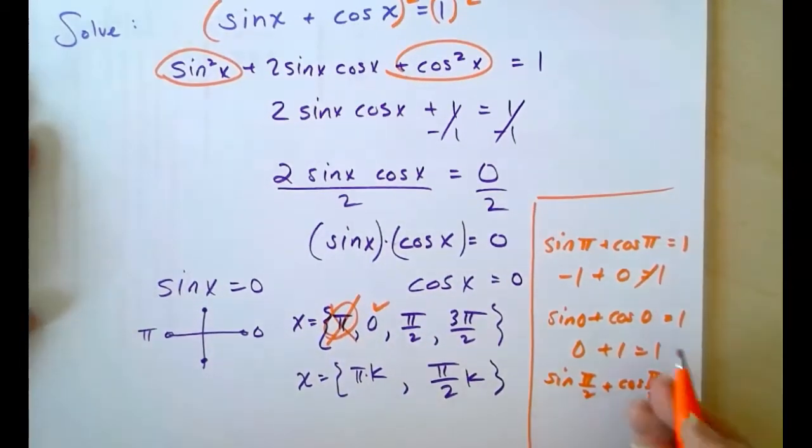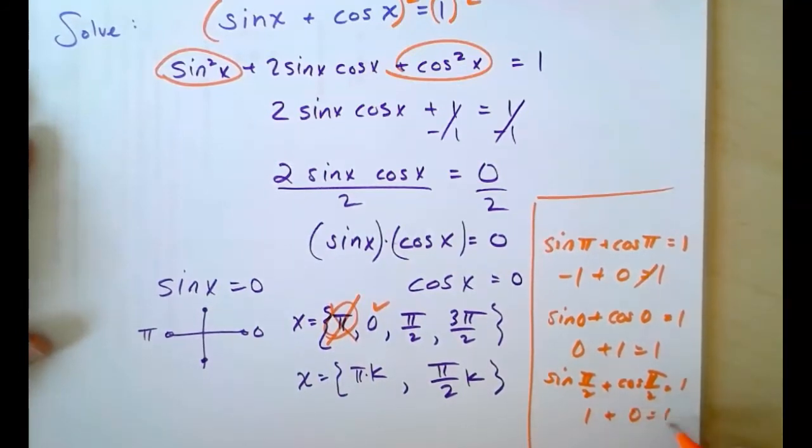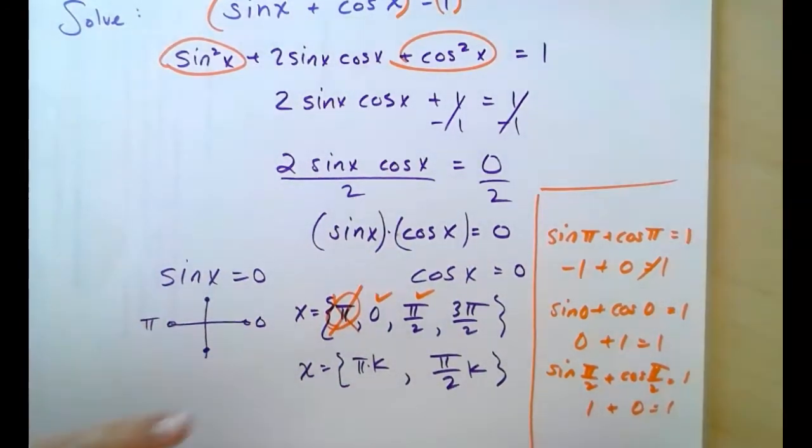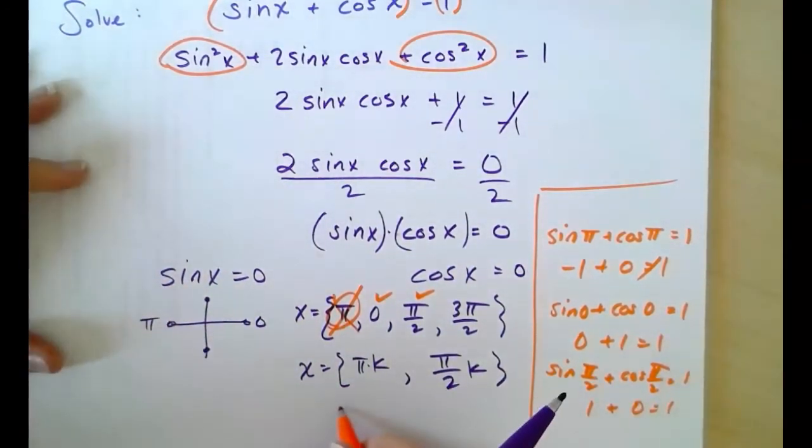The sine at pi over 2 is 1. The cosine at pi over 2 is 0. Yes, it checks. Check. 3 pi over 2. Spoiler alert, it's not going to work. I'm running out of room right there. I'll move it right here.